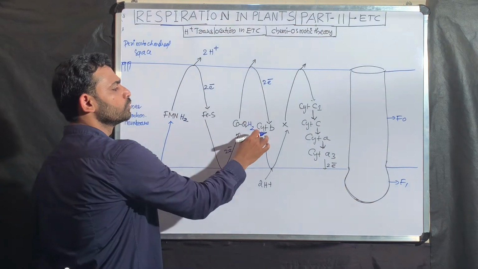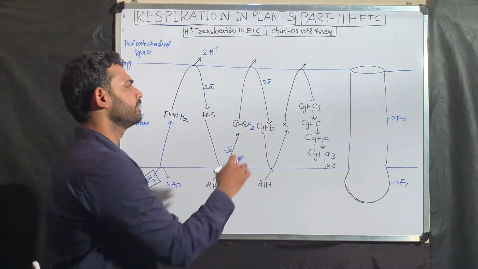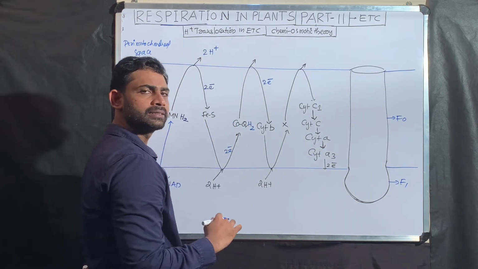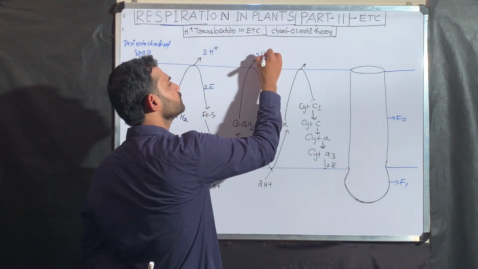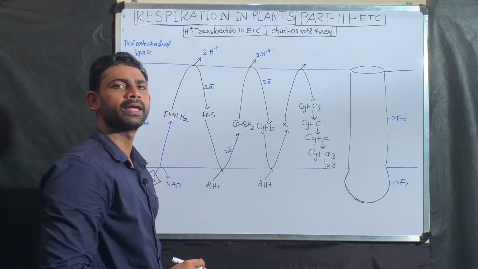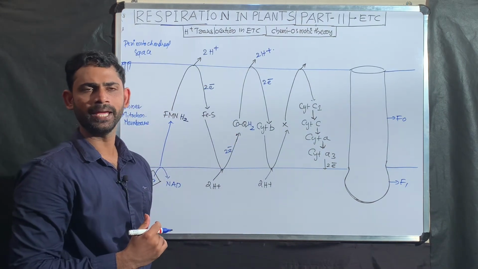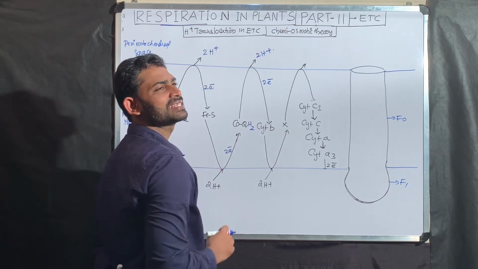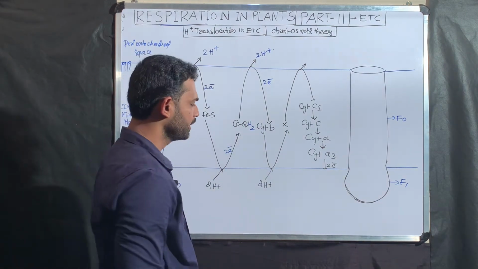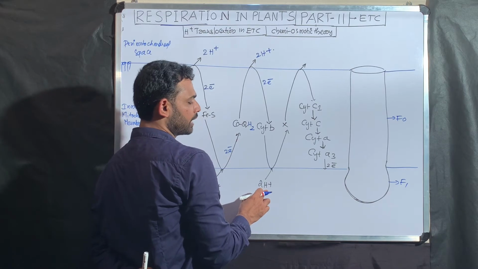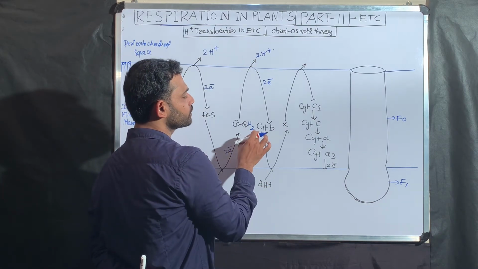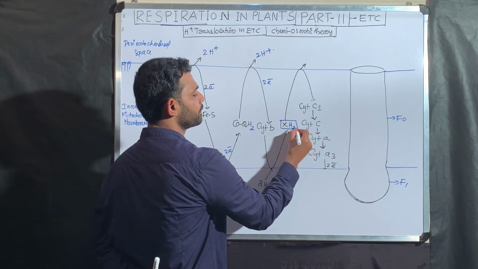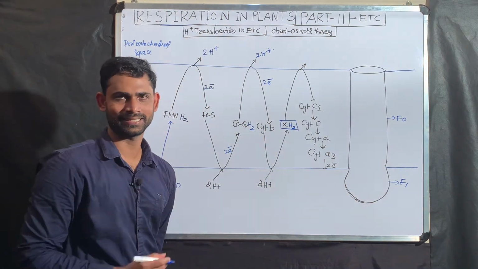In complex 3, that is the cytochrome B. Then it gives the 2 electrons; CoQH2 having the 2 protons now, those 2 protons are again released into the perimitochondrial space. Now, from cytochrome B, there is an unknown carrier. This unknown electron carrier accepts 2 protons from the matrix and 2 electrons from cytochrome B. That is designated as X.